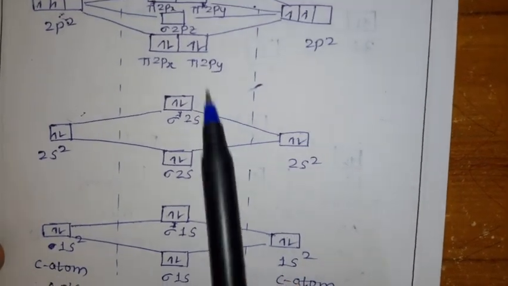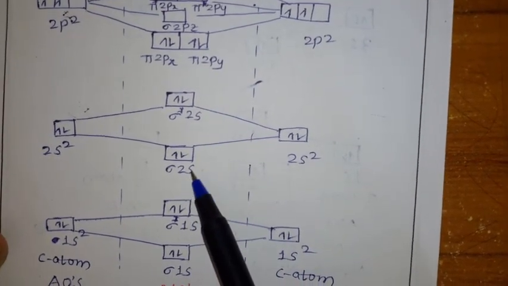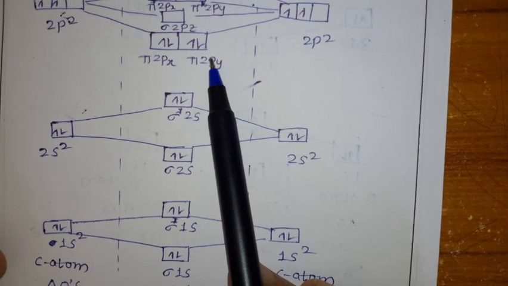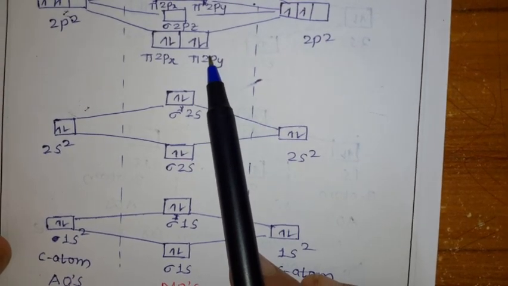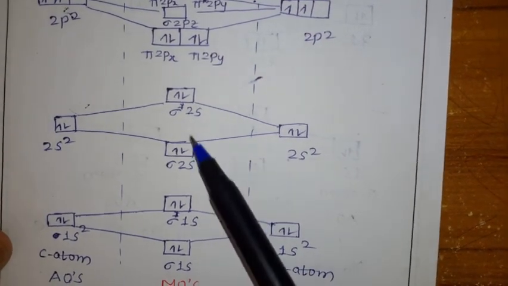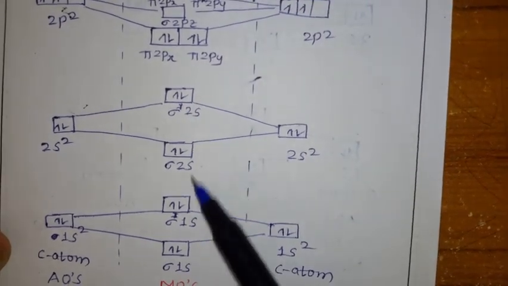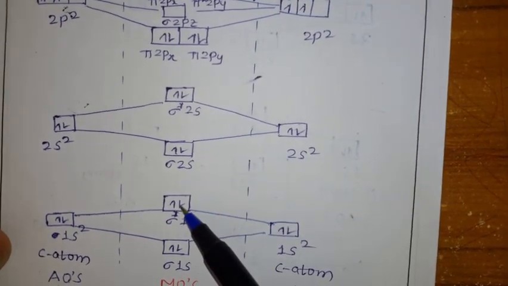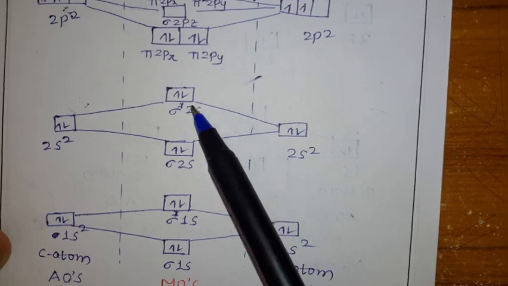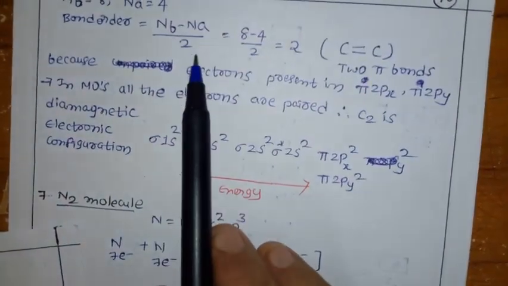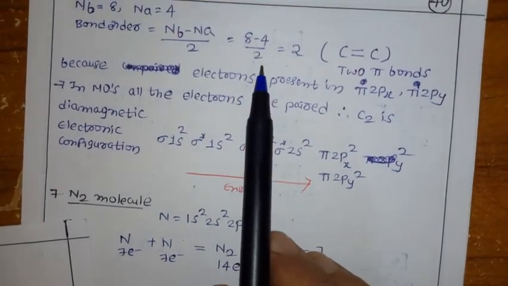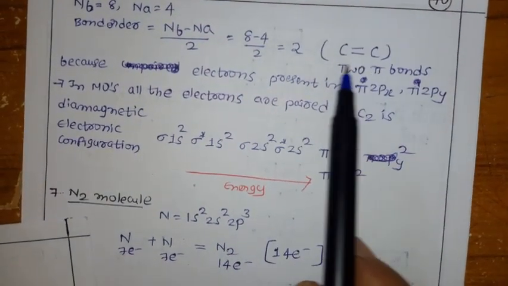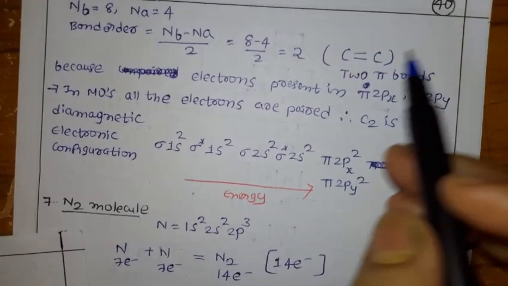This is also bonding. So how many electrons are there? 2 plus 2 plus 4. So total how many are there? 8 bonding molecular orbital electrons. Now come to antibonding. How many are there? Total we have 2 plus 2. This is antibonding. This is also antibonding. Total how many electrons are there? 4. So now if you come to the formula, Nb minus Na by 2 equals 8 minus 4 by 2, equal to 2. So here in between we have two bonds.